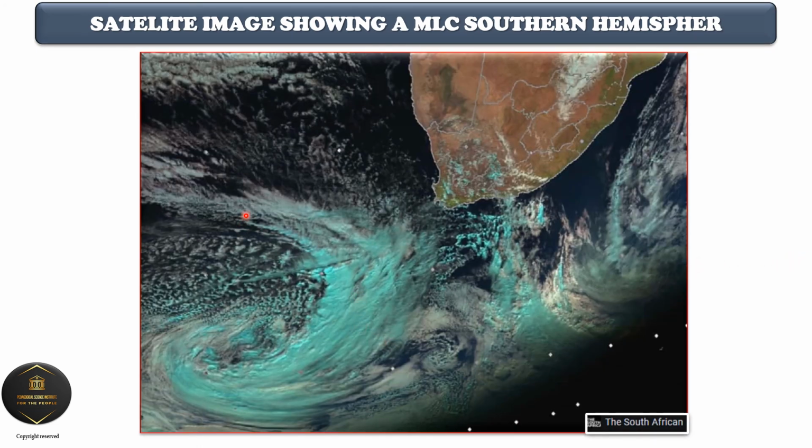So we have another one over here, southern hemisphere, showing you your mid-latitude cyclone. And if you look at it, the circulation is clockwise, right? If you look at the band of clouds, it's clockwise. So it's showing you that it's in the southern hemisphere. So you need to be able to identify it.